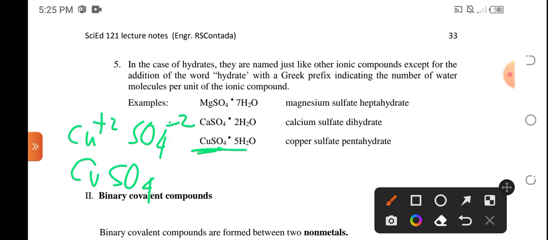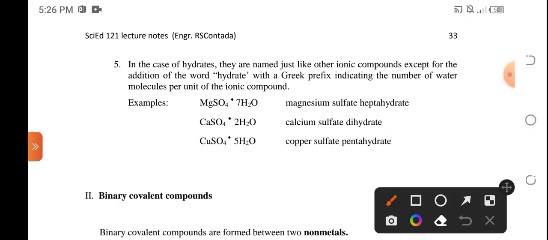So therefore, the correct name of this, hindi siya copper sulfate. Kindly take note of the correction. It should be copper with the Roman numeral 2 sulfate. Okay? So dapat copper with a Roman numeral 2. Okay, dapat mag-insert tayo dyan. Okay? With a Roman numeral 2 sulfate and then pentahydrate.